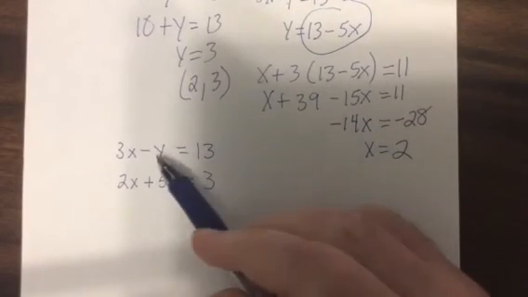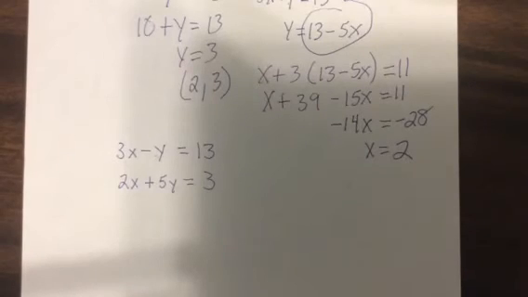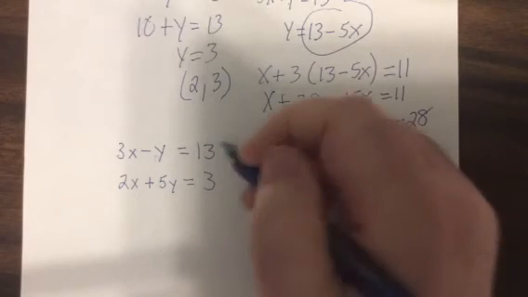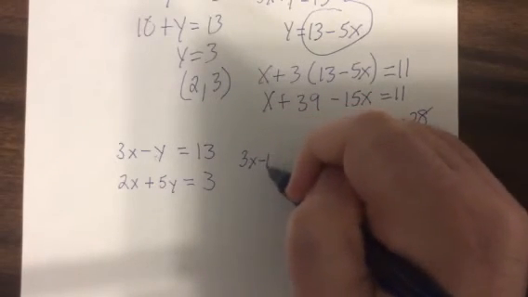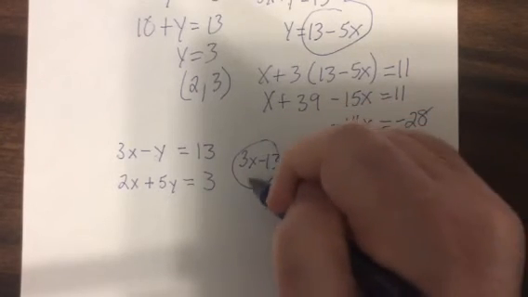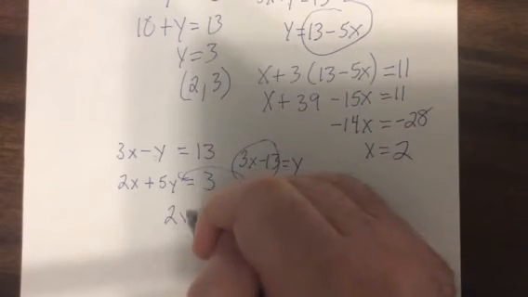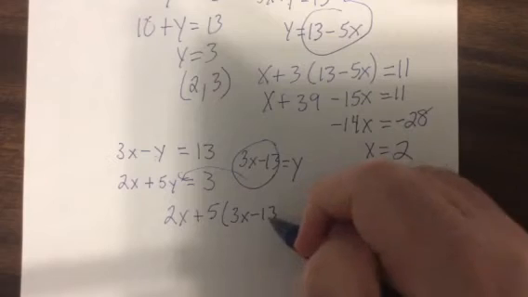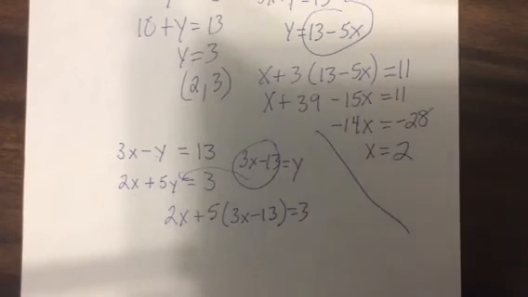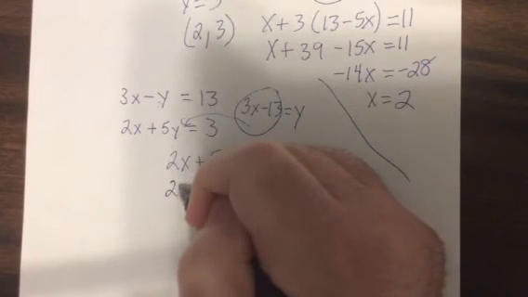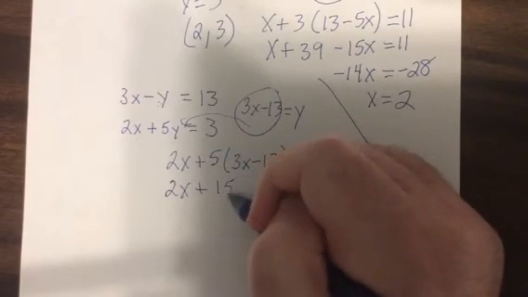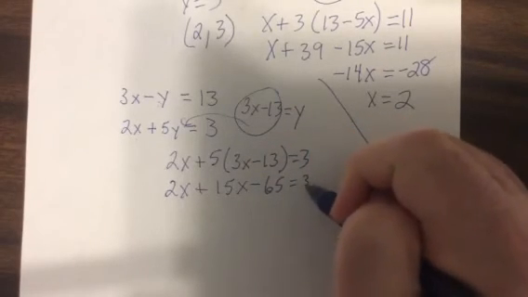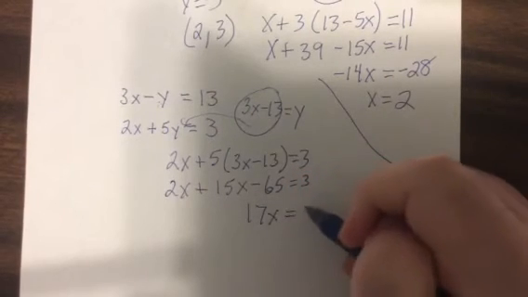Okay, I'm going to solve for this one. Anything that has a 1 or a negative 1, much easier. So I'm actually going to add y and subtract 13. So 3x minus 13 equals y. Put that in here. So 2x plus 5 times (3x minus 13) equals 3. So 2x plus 15x minus 65 equals 3. So I'd have 17x equals 68.